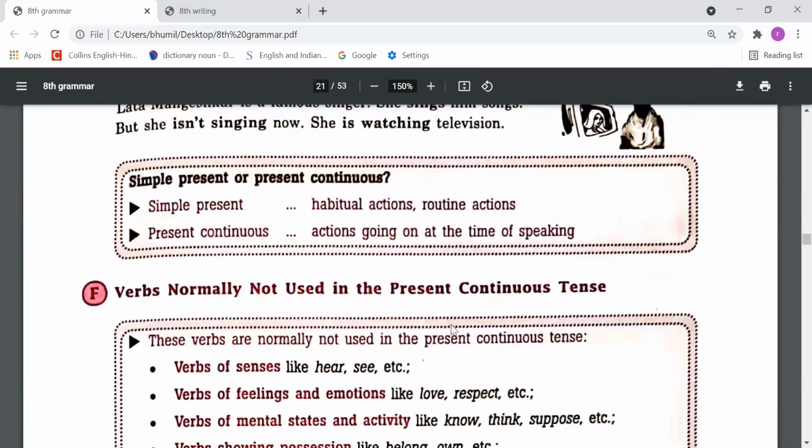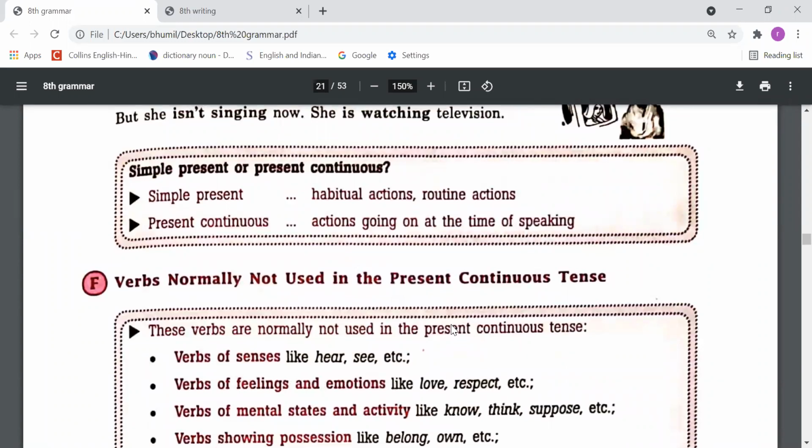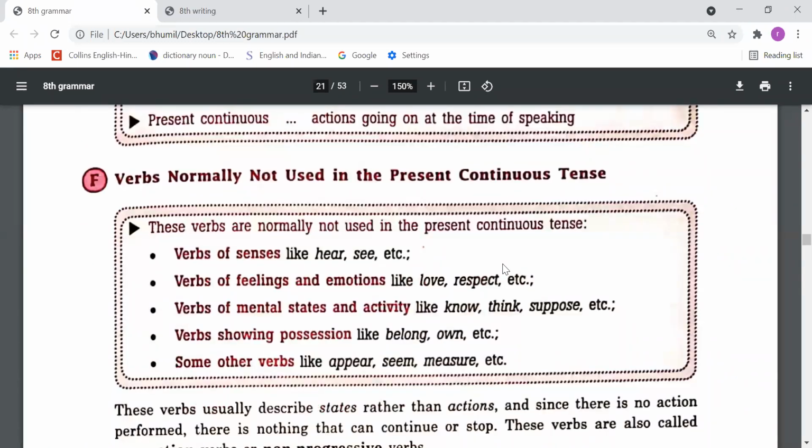Okay, now let's come to the next page. Simple present or present continuous. Simple present: habitual or routine actions. Present continuous: action going on at the time of speaking. Verbs normally not used in present continuous tense. This point is very important to understand. These verbs are normally not used in present continuous tense: verbs of sense, verbs of feelings and emotions, verbs of mental states and activity, verbs showing possession, and other verbs. So these verbs are not used in present continuous tense.